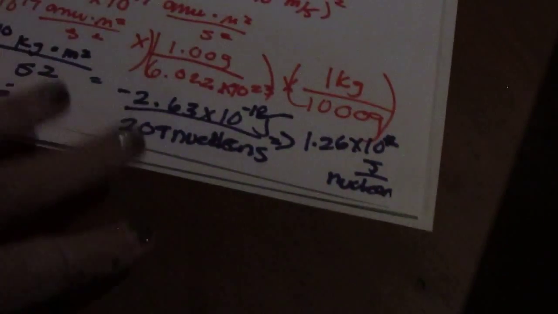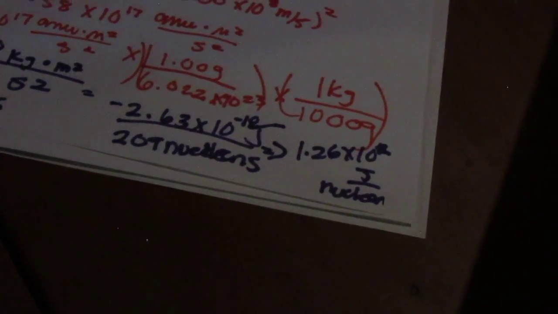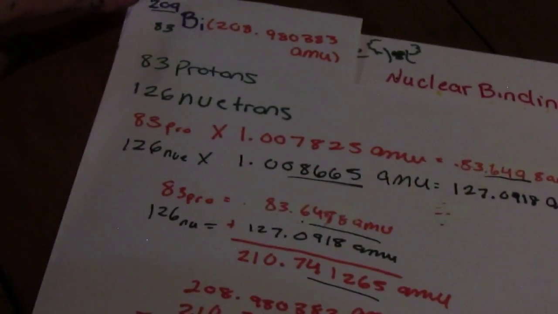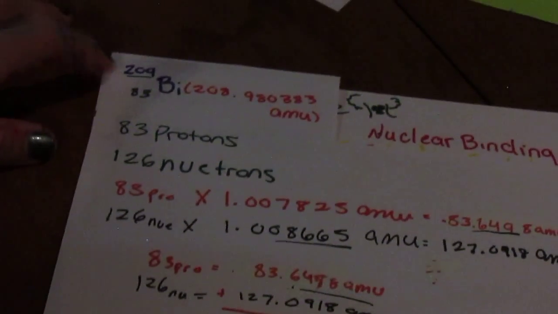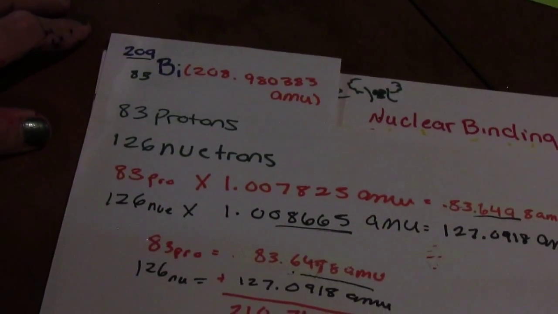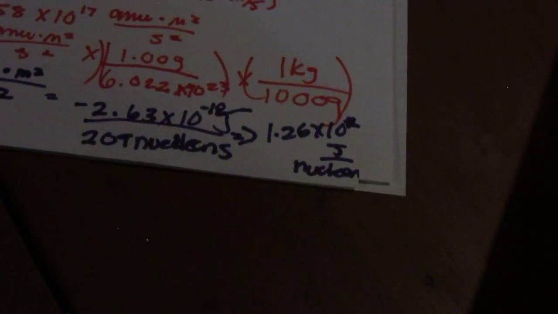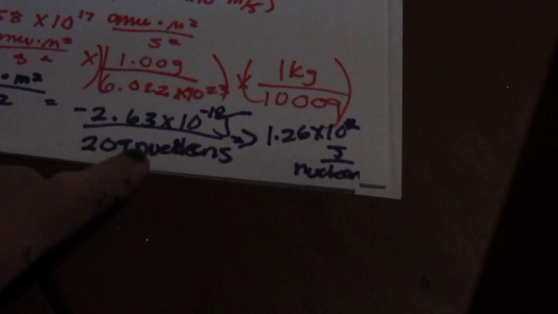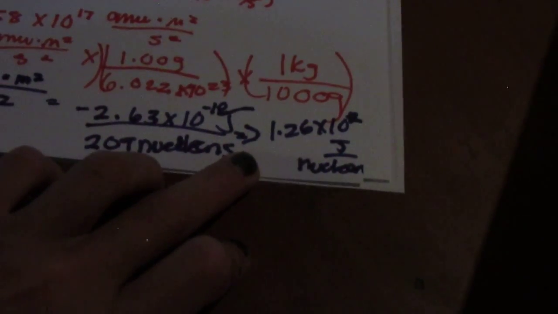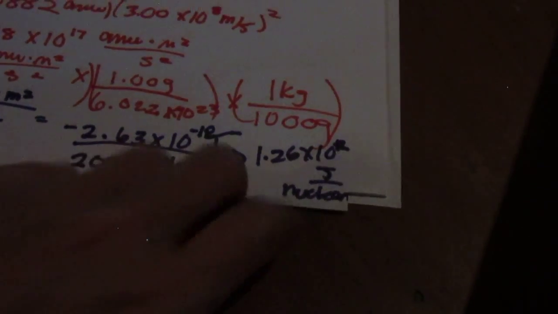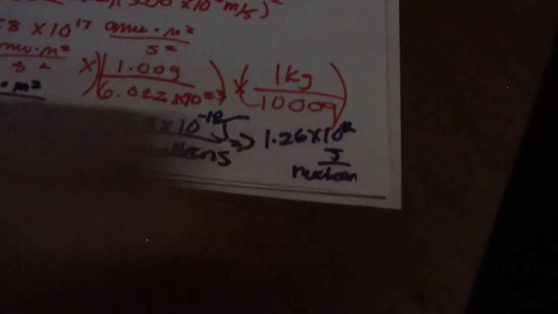And why do we divide that by 209 nucleons? Because if you come back up here, our original mass given to us at the beginning of the problem is 209. So we're finding individually how much energy per nucleon, how much binding energy per nucleon. So from here we divide that and we get 1.26 times 10 to the -12. That's -12 joules per nucleon.